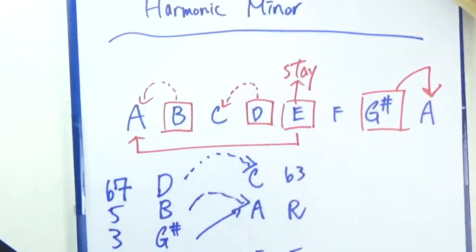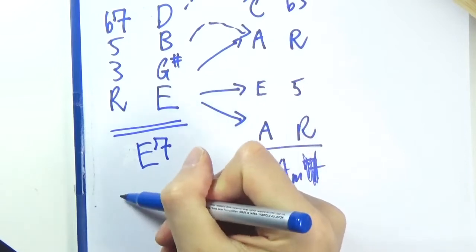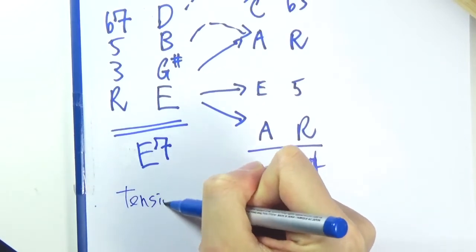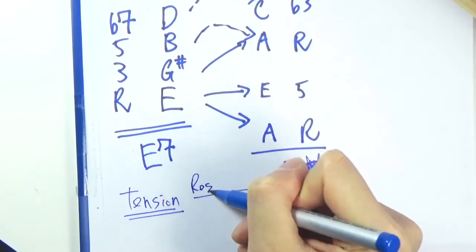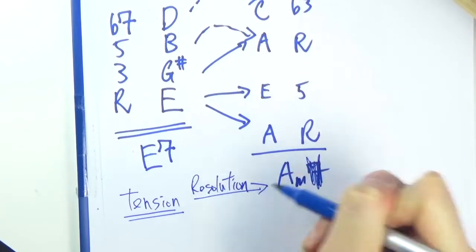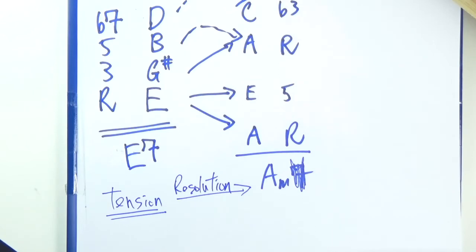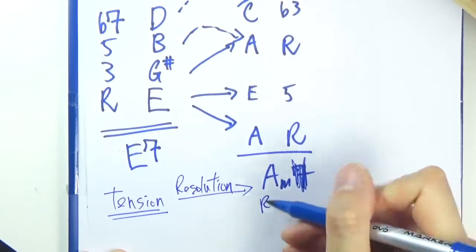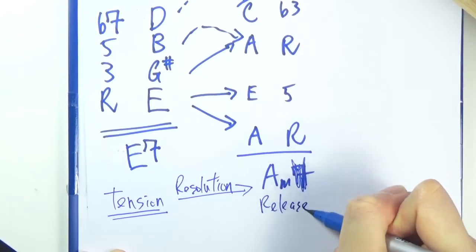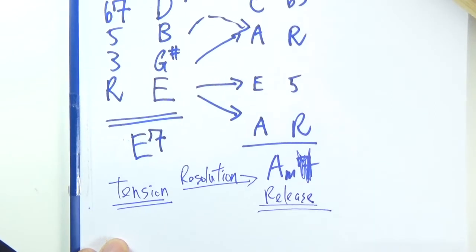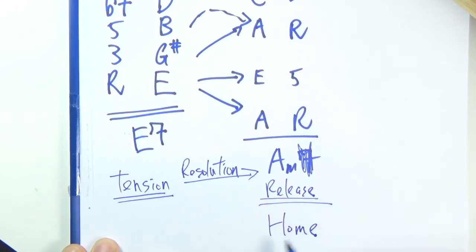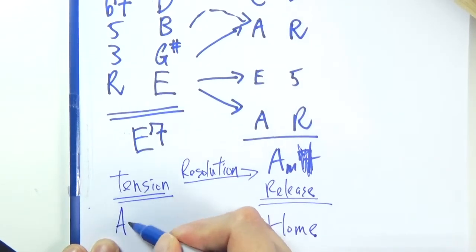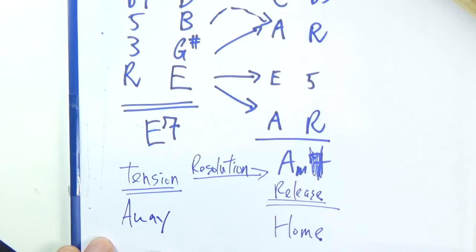So over the 5 chord, obviously we have a lot of tension here, and that begs resolution to the 1 chord. Okay, so we call that release, releasing the tension. Occasionally people will describe the 1 chord as home, and we are away from home when we are playing the 5 chord.